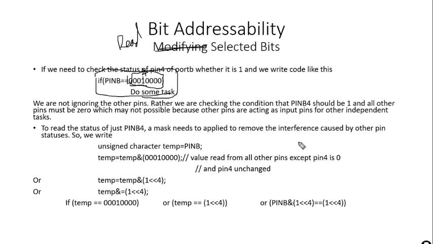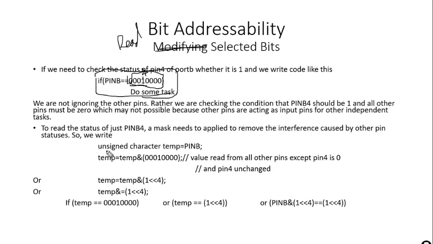Here too, we will initially start with expressions which are not very precise, and then we'll finally go to those which are more understandable and shorter. So to read the status of just pin 4, a mask needs to be applied to remove the interference caused by the other pins.